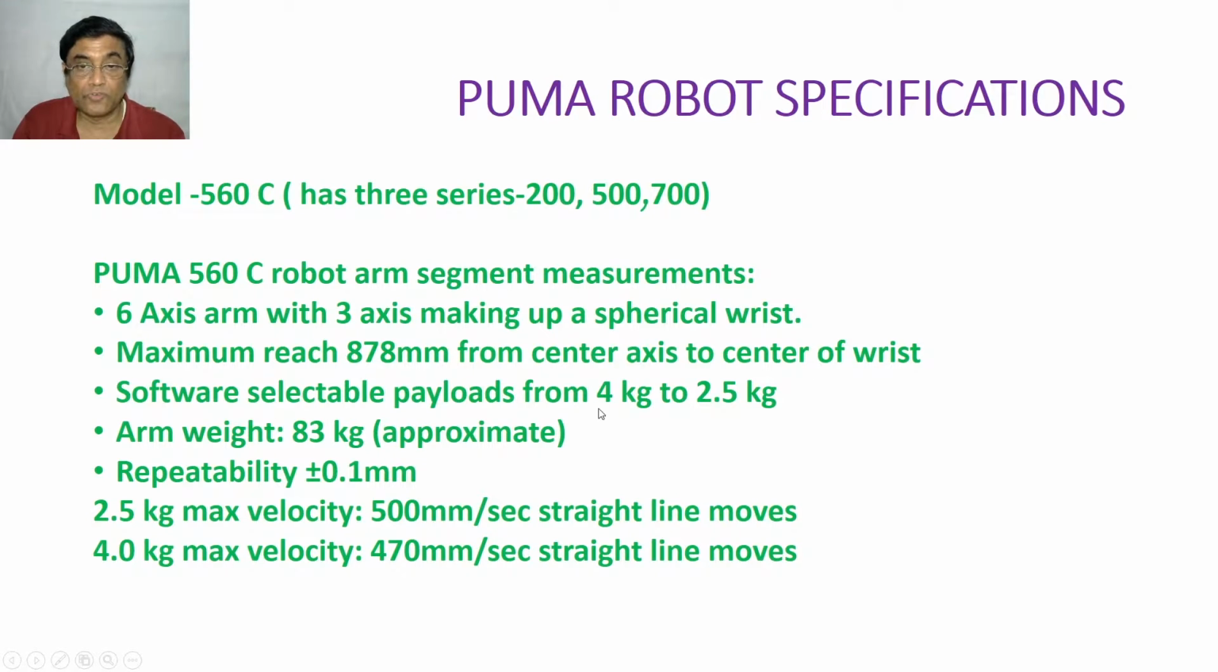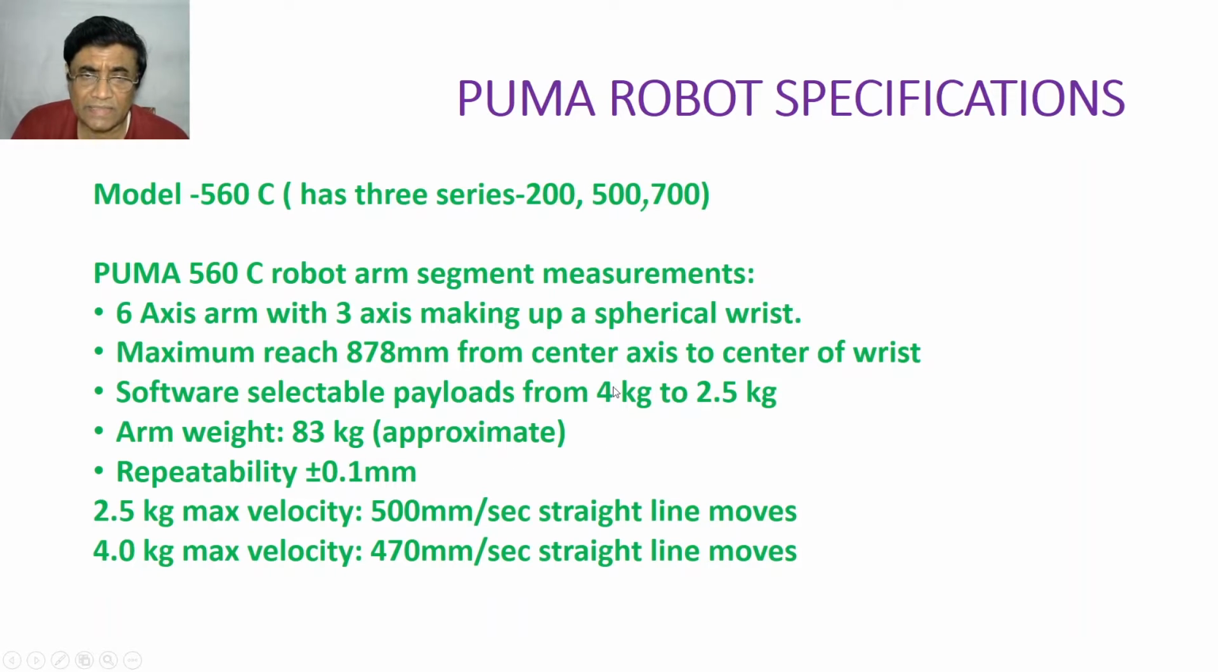Then it has a payload capacity, okay, 4 kg to 2.5 kg. We can select the payload. What is payload? Payload is the load which the robot gripper can move, taking that kind of load, right? And what is its own weight? The Puma robot arm, okay, 83 kg. So the 83 kg Puma robot arm can only carry 2.5 to 4 kg load. Okay. Its repeatability is plus minus 0.1 millimeter.